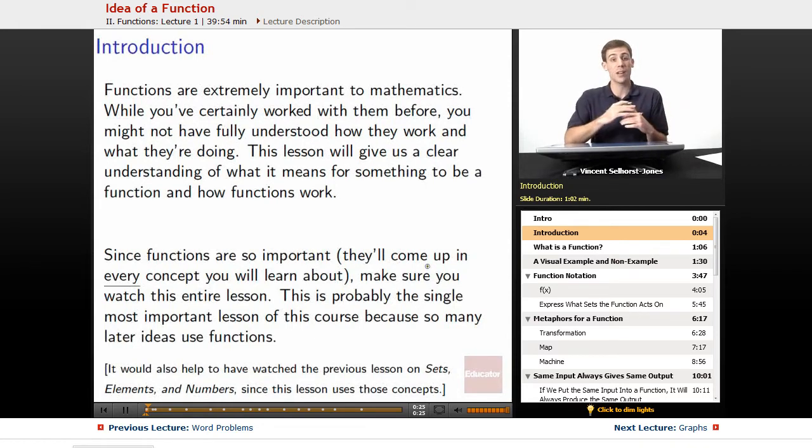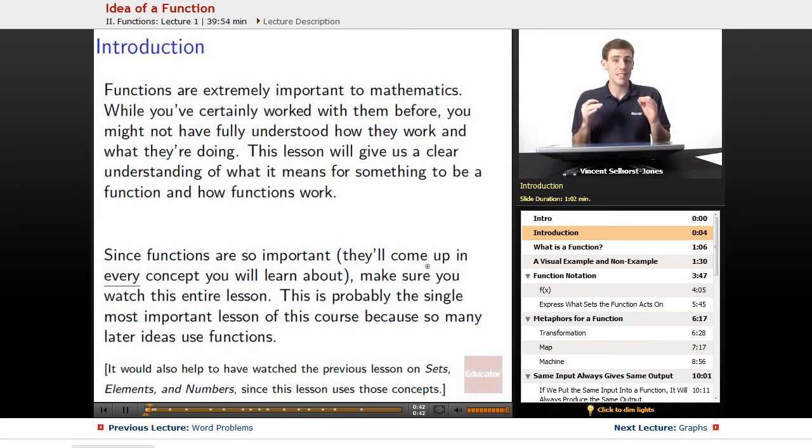and they're going to come up in every single concept you talk about in calculus, and they're going to keep coming up as long as you're studying math. Make sure you watch this entire lesson. It's so important to have a good, grounded, fundamental concept of what a function is, because it's going to keep getting used in everything that we talk about.